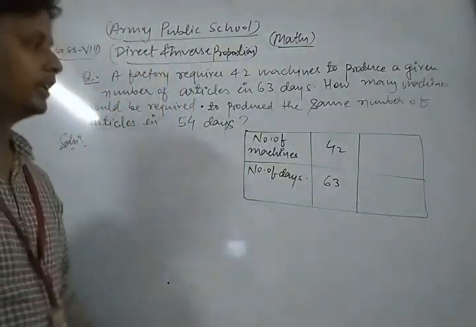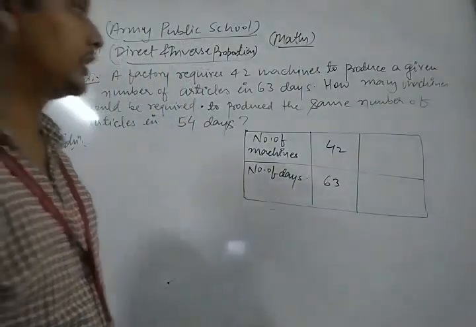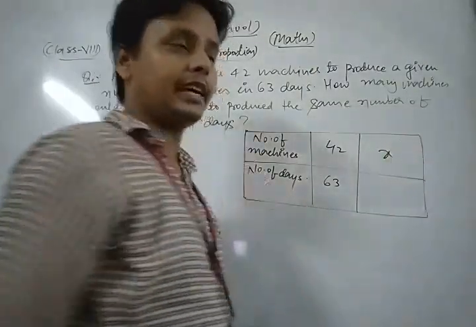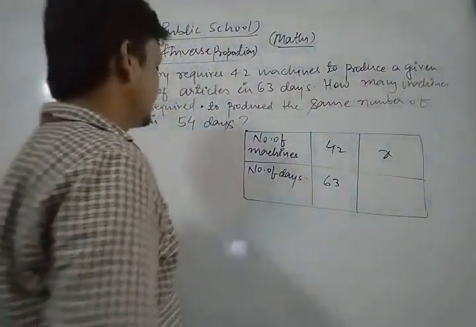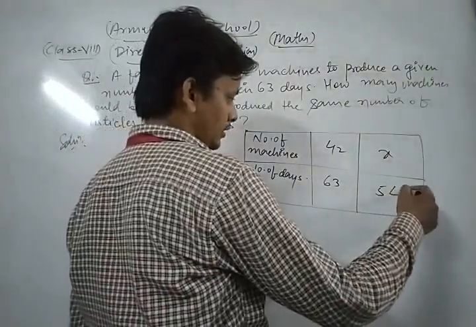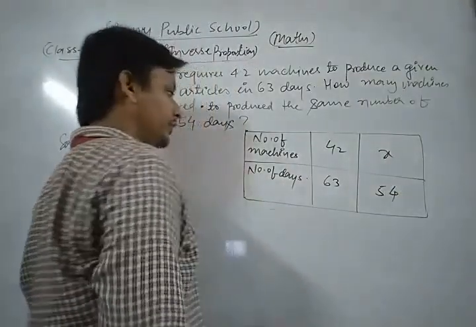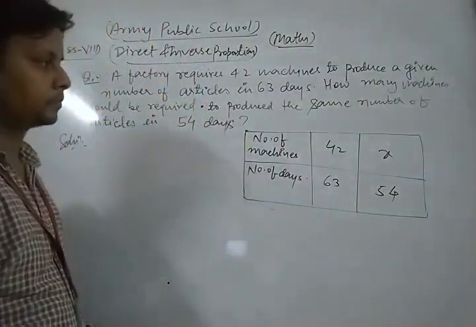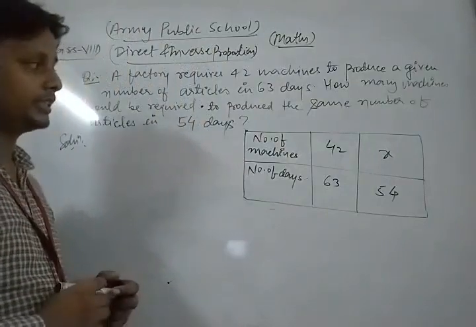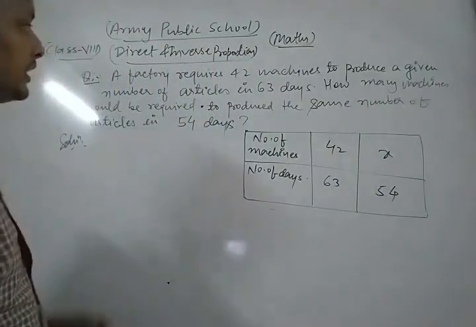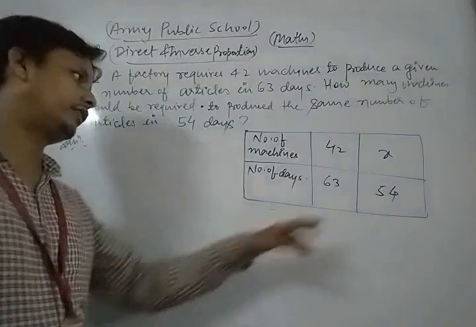63 days. And how many machines? Let the required number of machines be x, which would be required to produce the same number of articles in 54 days. So the question is: how many machines produce the same number of articles in 54 days?